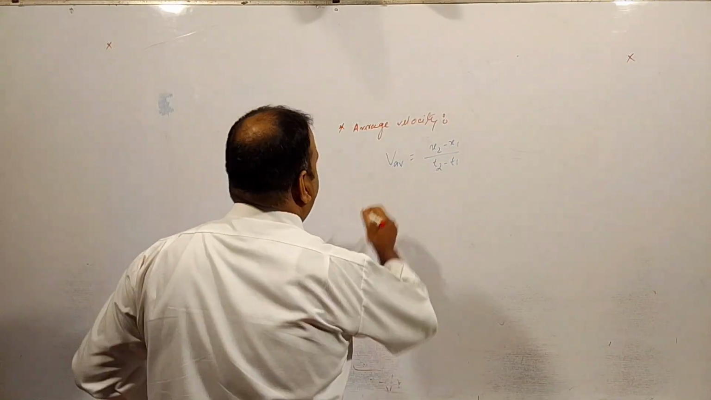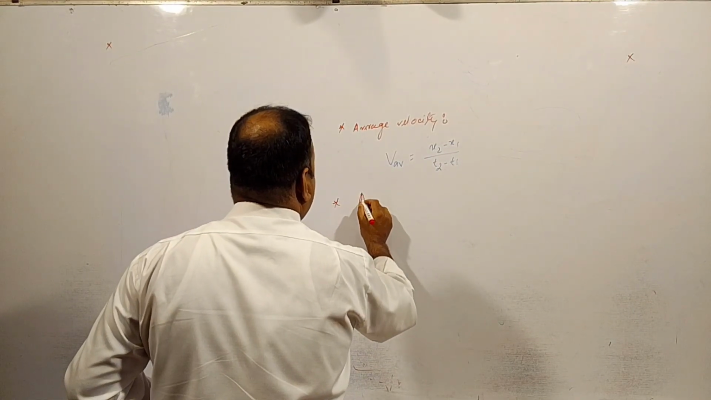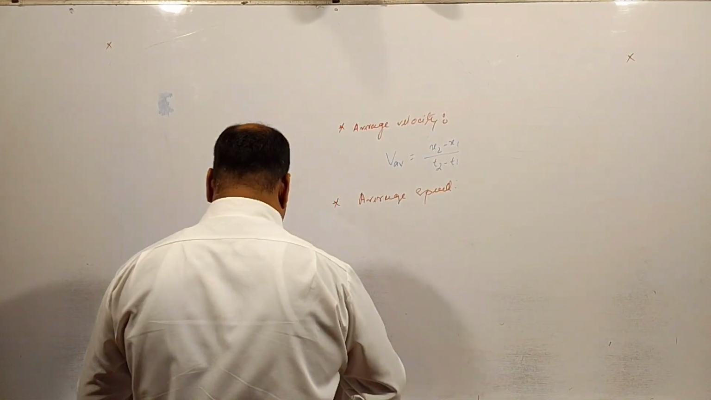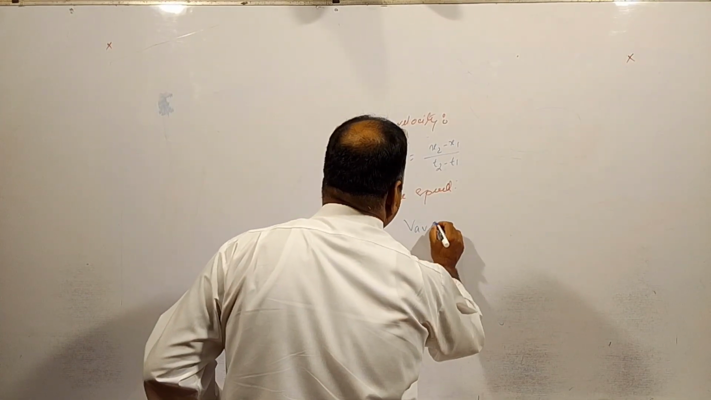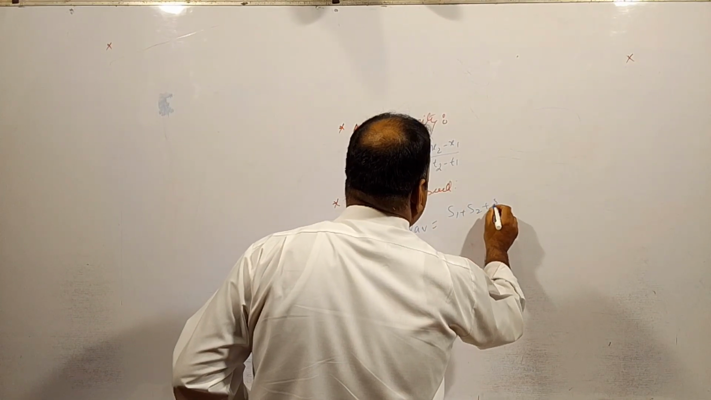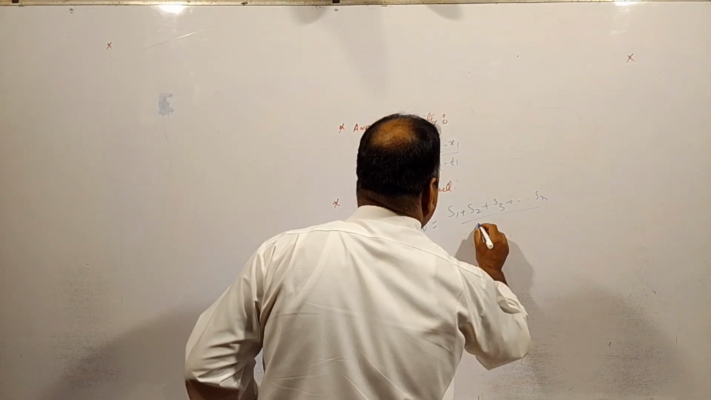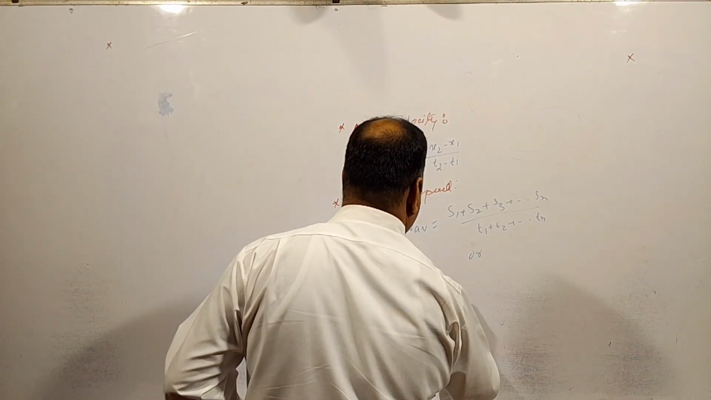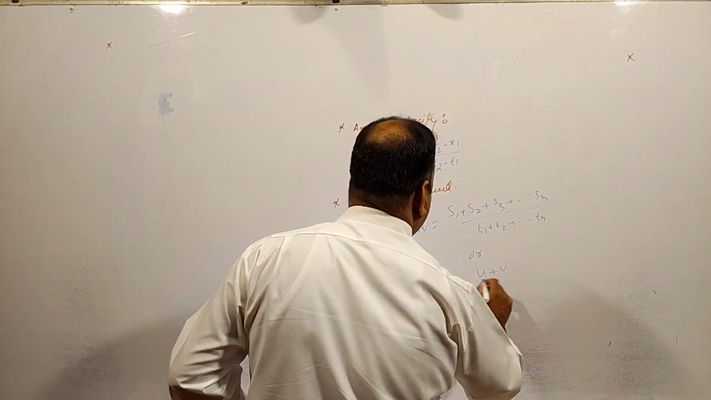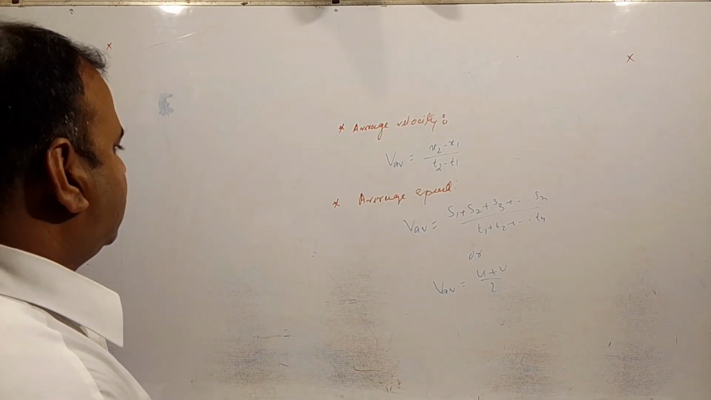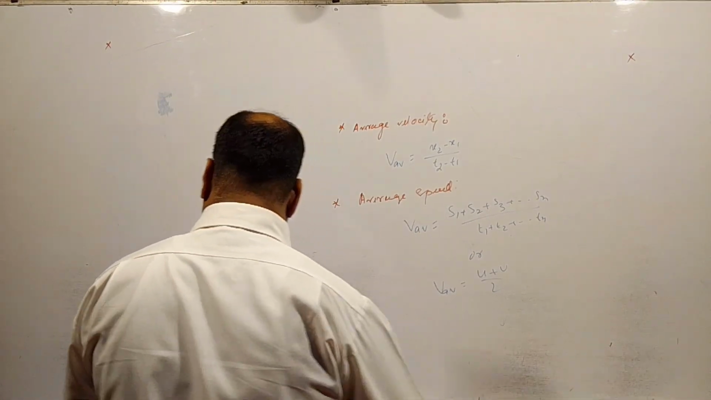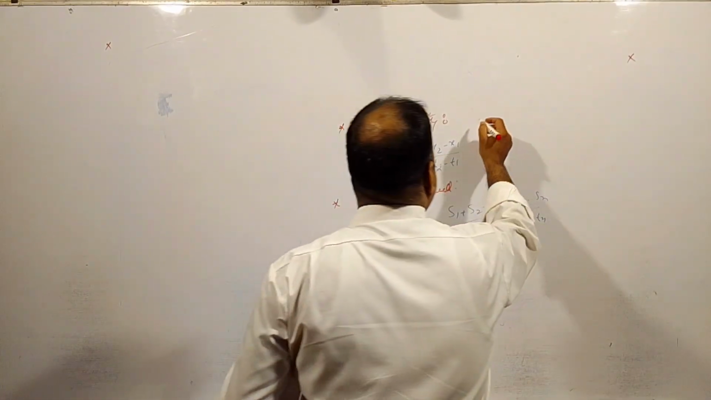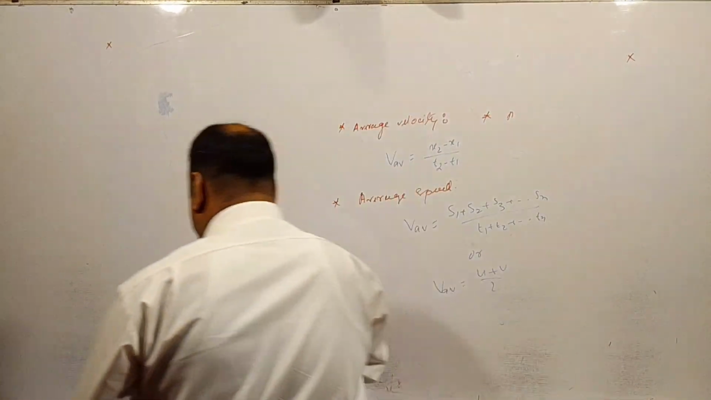Now in case of average speed, we can write the formula V average is equal to total distance, s1 plus s2 plus s3 and so on, divided by t1 plus t2 plus t3, like this. Sometimes we can also write V average is equal to (u plus v) divided by 2. So this is the formula for average velocity. Now next, acceleration we can write here.